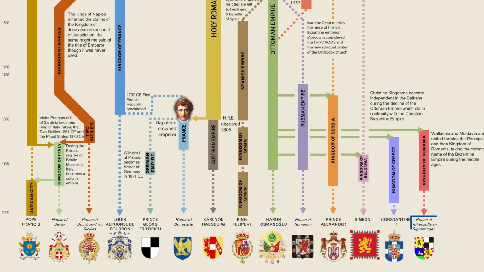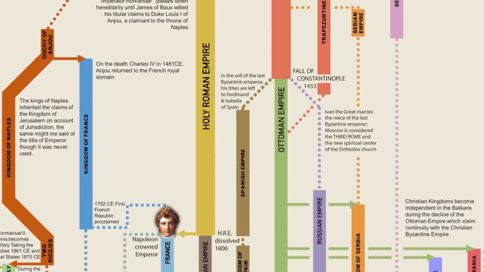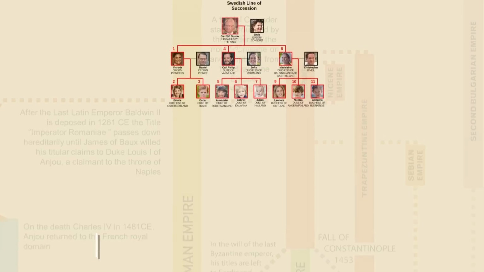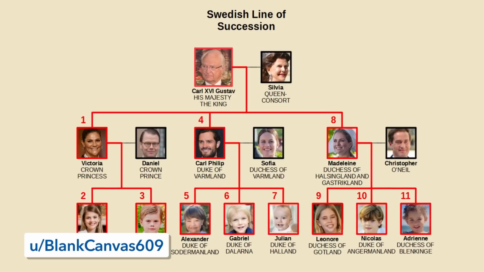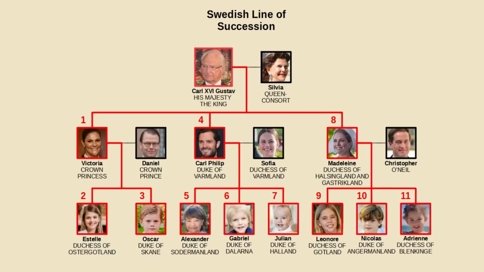I also wanted to make sure I gave a shout out to this person who made a line of succession chart modeled on my UK one, but for every other monarchy in Europe. This one, for example, shows the 11 people in the line of succession to the throne of Sweden. However, on the subreddit, you can find ones for the Netherlands, Belgium, Norway, etc.